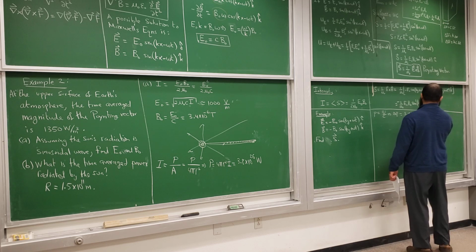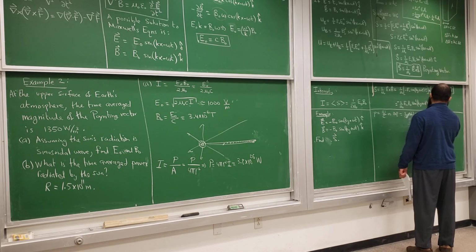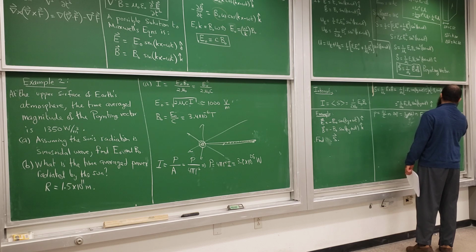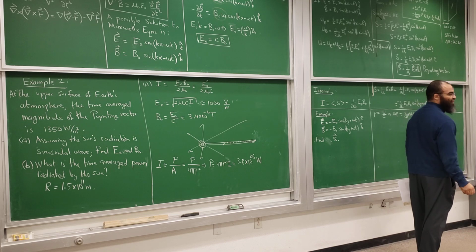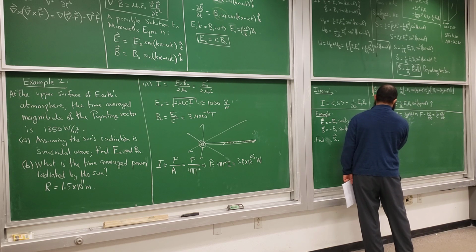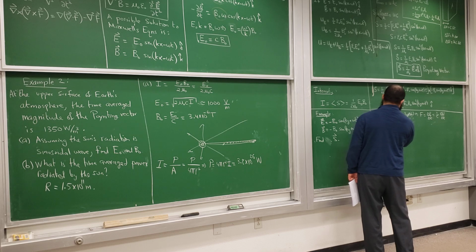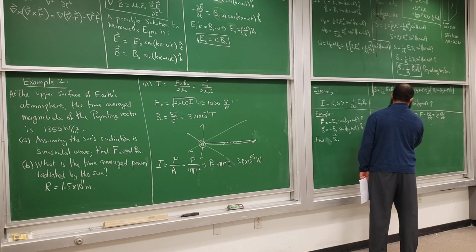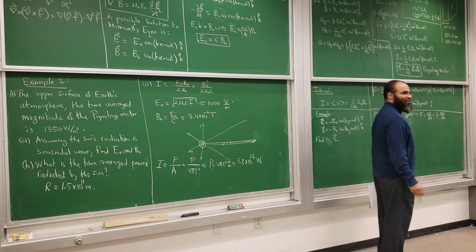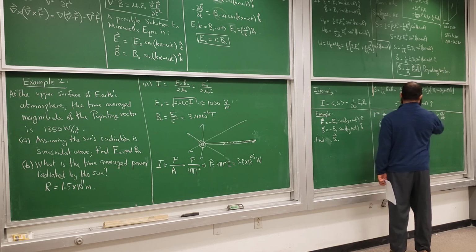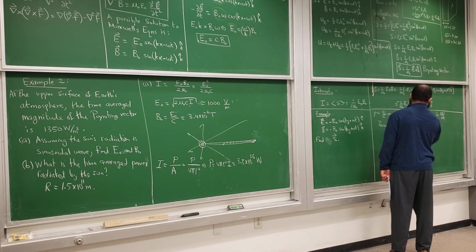So the force F is the change in momentum over time, and that's equal to 1 over C times delta U over delta T. And that is the power, isn't it? Delta U over delta T is the power. So the pressure is force over area, so it will be 1 over C times delta U over delta T times 1 over area.